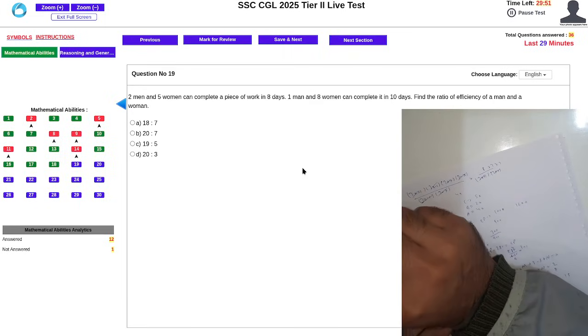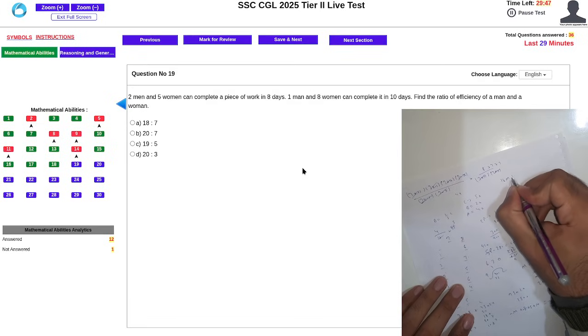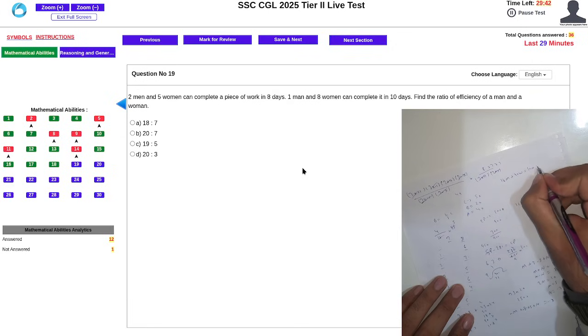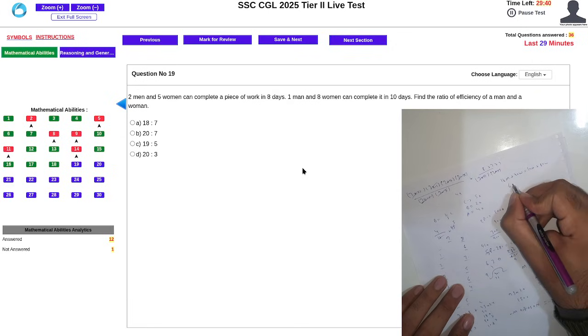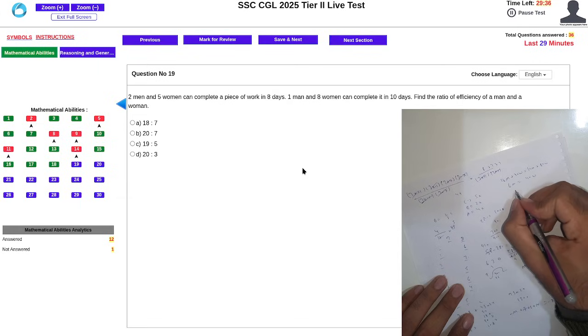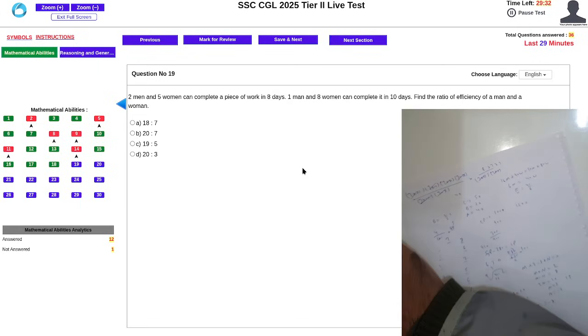Men and women can complete a piece of work in 8 days. So 16 men plus 40 women, 1 man 8 women, 10 men plus 80 women, so 6 men is to 40 women. Men is 50 divided by 6, this would be.